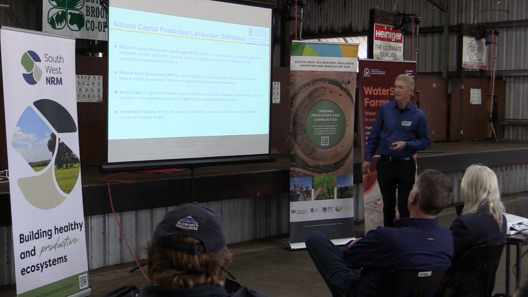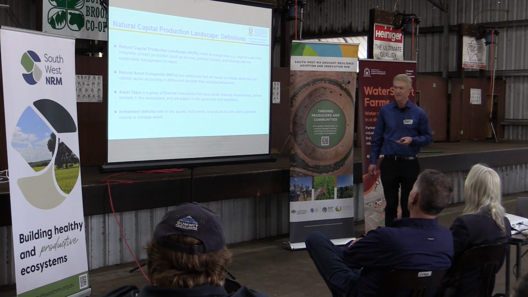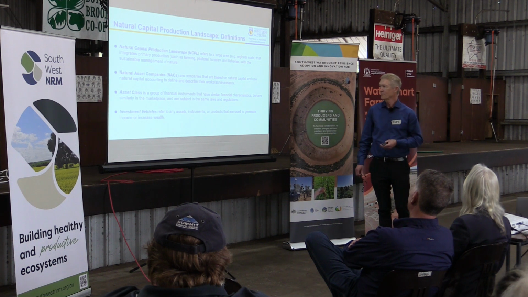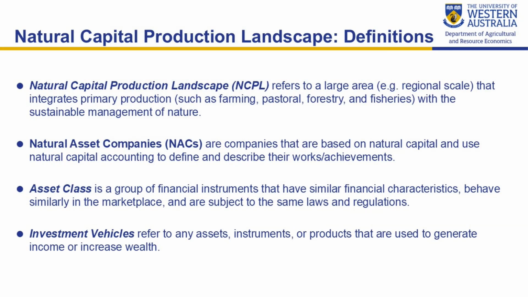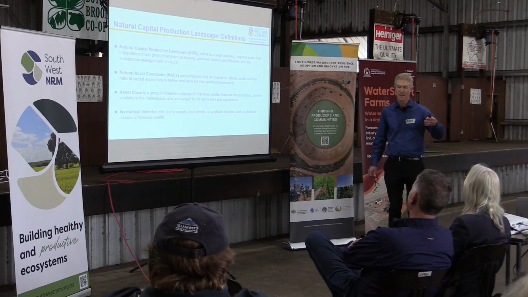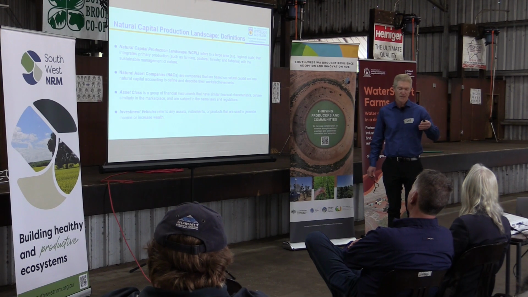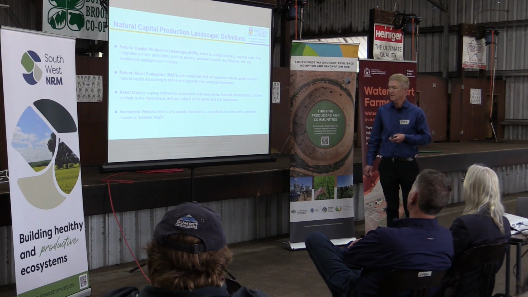When we look at natural capital production landscapes, they are a large area, regional scale, that integrates primary production, such as farming, pastoral, forestry and fisheries, with the sustainable management of nature. So it's a large regional scale with primary production. Natural asset companies are companies that are based on natural capital and use natural capital accounting to define and describe their works and achievements. So that's one thing that this project that I've been working on considers: could you have a natural asset company that manages a natural capital production landscape?